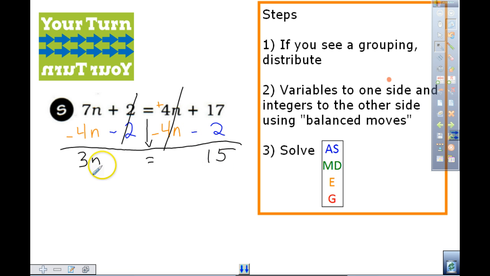So this might look a little strange because you see these big gaps between the equal sign and everything you're writing, but that's how you want to write it. Okay? That's how you want to write it. Last step, divide by the coefficients, the number in front of the variable. So, what is 3 over 3 equal? 1, right? 1n. That's our goal. 1n equals.